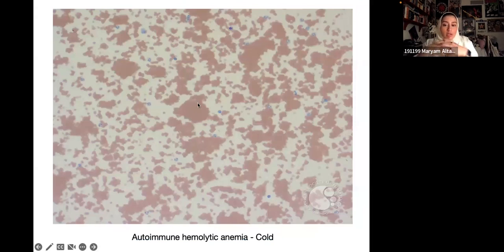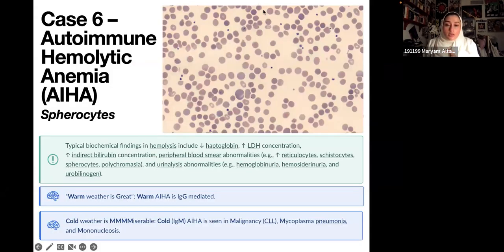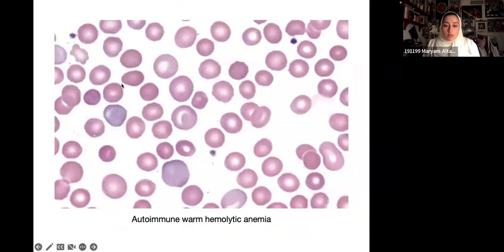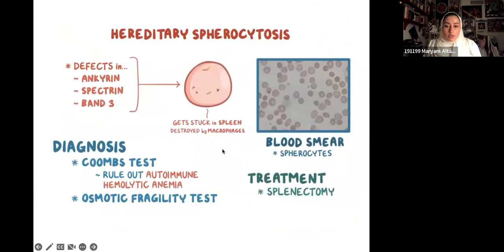You see how they're clumping together? So this is cold hemolytic anemia. And this is what you can see in like a warm hemolytic anemia. Okay, so you can see the reticulations in the cells.